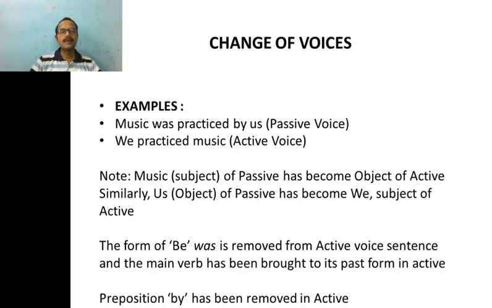And in the third rule, we have removed by. So look at the sentence in passive voice. We have by over there before the object, but in active voice we do not have that by here because we have removed it. We are supposed to remove it. The preposition by has been removed in active.